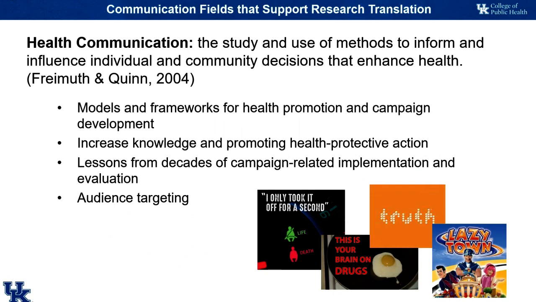So we need to have a basis in communication as we're developing our strategies. And there are really three major fields in communication science that I'm going to talk about. There are more, but the ones I'm going to talk about today really contribute a lot to how we can devise research translation strategies. The first one is health communication. And that's really about getting people to adopt behaviors or change behaviors, or communities to take collective action in ways that protect health.